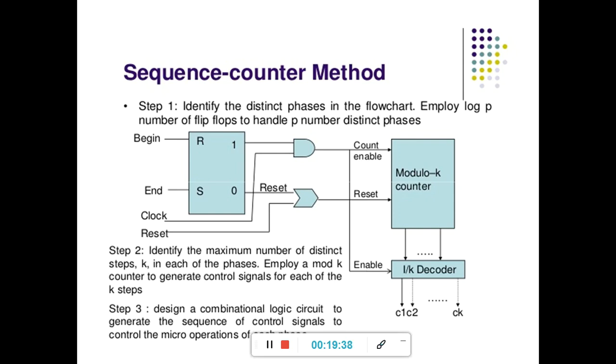And then the last step is step 3, design of a combinational logic circuit to generate a sequence of control signals for micro operations. The same thing should be followed here also. Without combinational circuits we can't do anything. With the help of the combinational circuit, we need to include the sequence of control signals or sequence of control counter, as well as the micro operations or micro instructions. This is the third part of the sequence counter method.